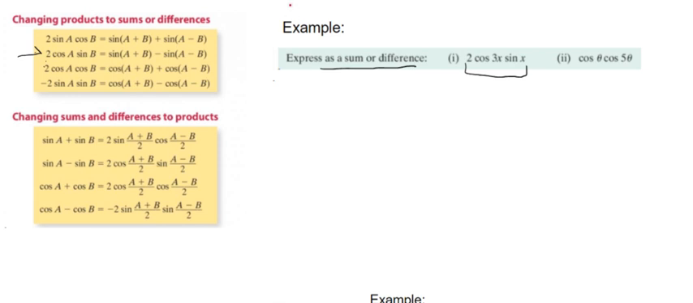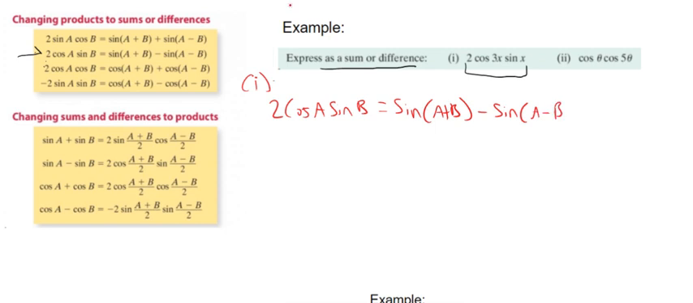So if we use that one, I'll just write it out. So this is the first question. So 2 cos A sine B equals sine of A plus B minus sine of A minus B. So all of these formulae are in the log table, so it's just a matter of looking through it and trying to pick one that will help you get to what you want to do.